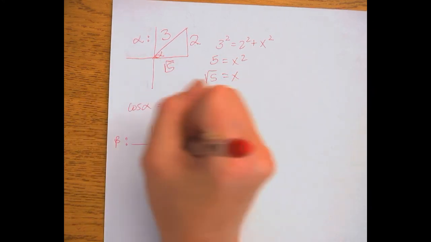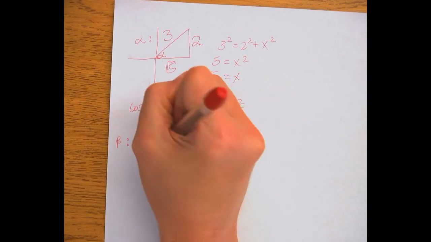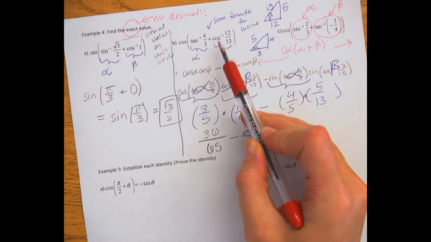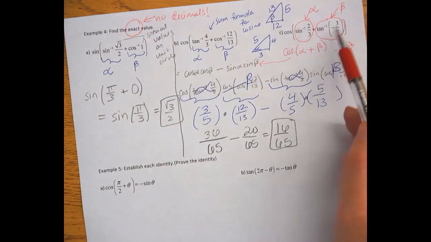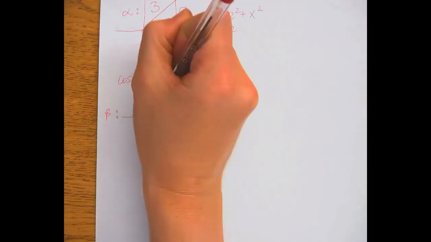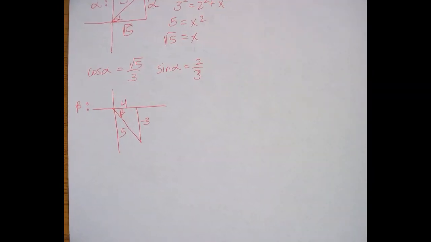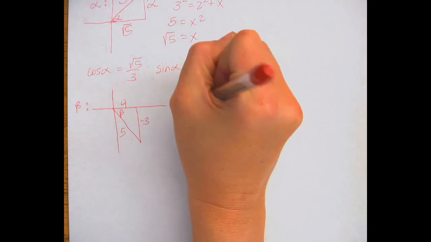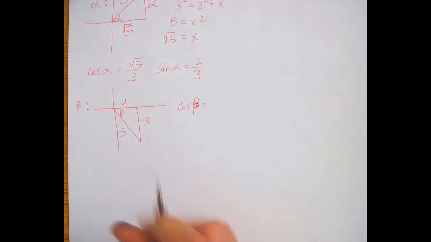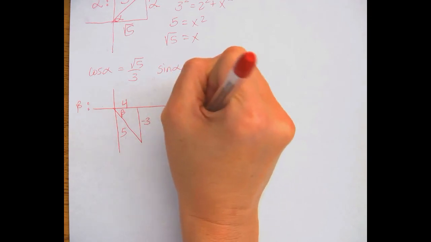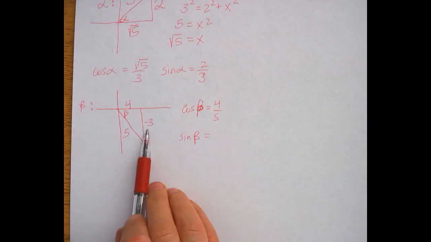Then I draw a different triangle for beta. This one is in quad 4. And I know that tan of beta is negative 3 over 4. So I know the opposite side is negative 3. The adjacent side is 4, making the hypotenuse 5. So then cosine of beta would equal 4/5. Sine of beta would equal negative 3/5.